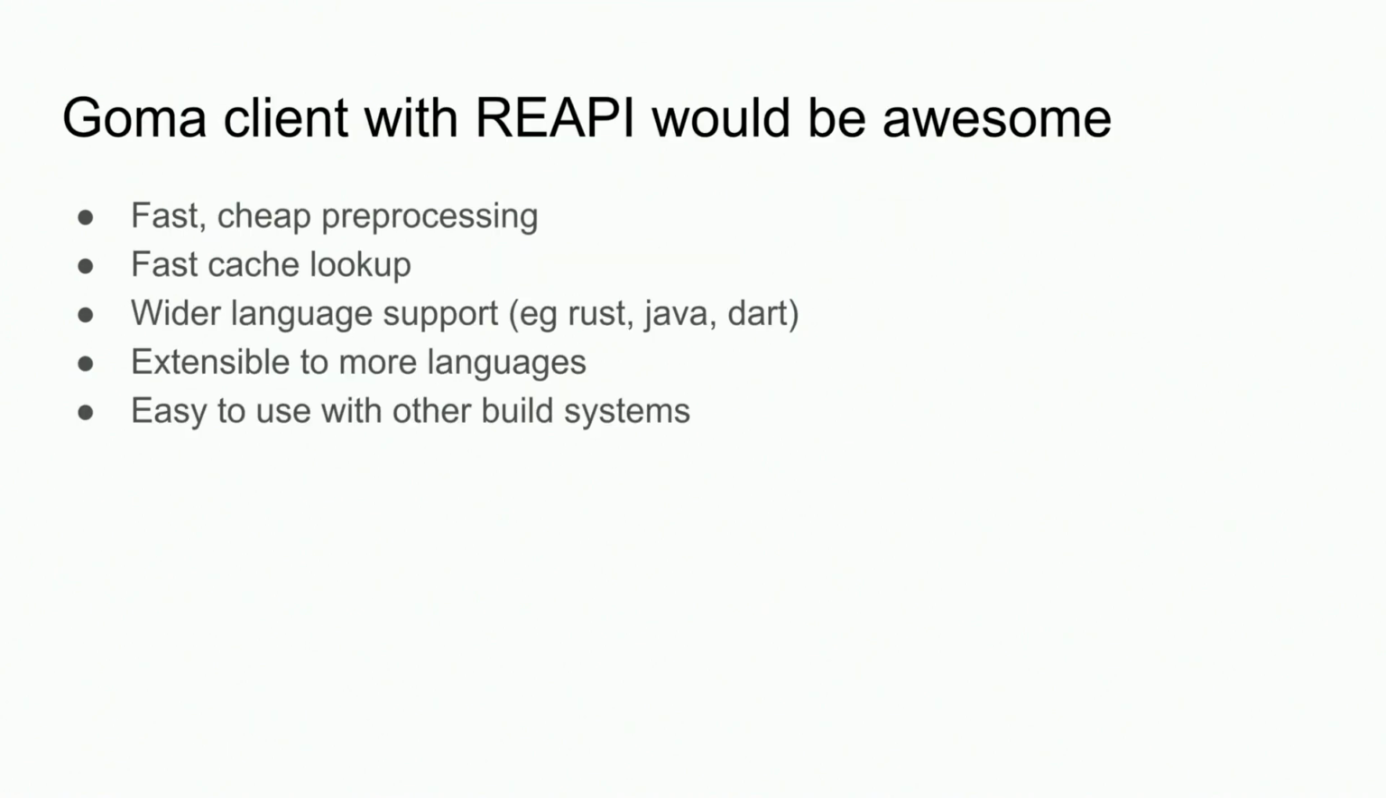So this tells us that at first I was scared that the Goma client would be switched to talk REAPI, but now it sounds really good. If I can get our backend to talk the required protocols, it would have really fast, cheap pre-processing, it would have really fast cache lookup. It's got quite a wide language support, so besides C and C++, it's got Rust, Java, and Dart, and it's extensible to more languages if you're willing to hack the Goma client itself. And it's easy to drop into other build systems, so this is pretty cool, in my opinion.